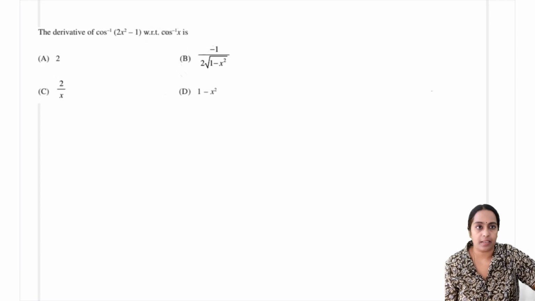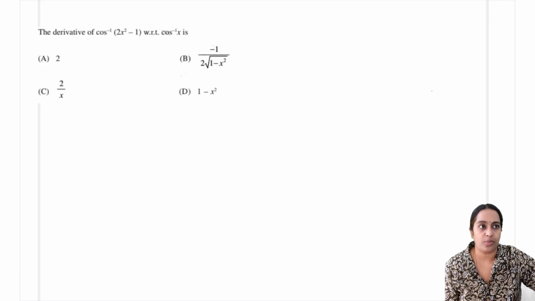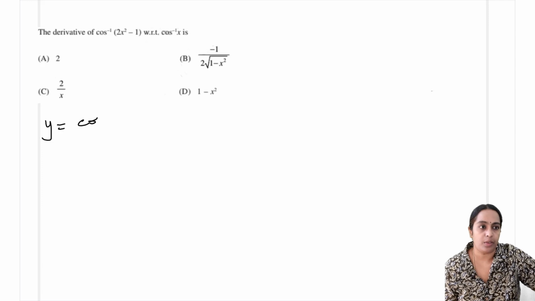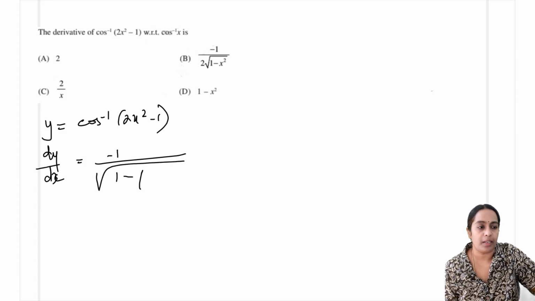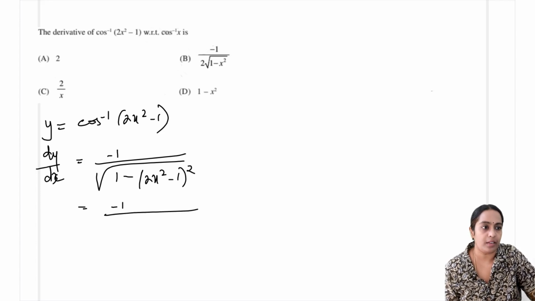The question says the derivative of cos inverse of 2x square minus 1 with respect to cos inverse x is... So let y be equal to cos inverse of 2x square minus 1. So dy by dx will be minus 1 divided by root of 1 minus x square, which is the formula for differentiating cos inverse x. So here it is root of 1 minus (2x square minus 1) the whole square. So I have in the denominator a minus b the whole square. I have to expand this now.